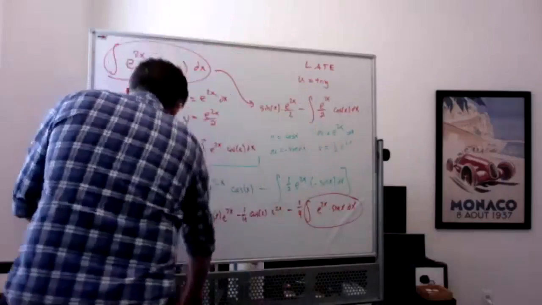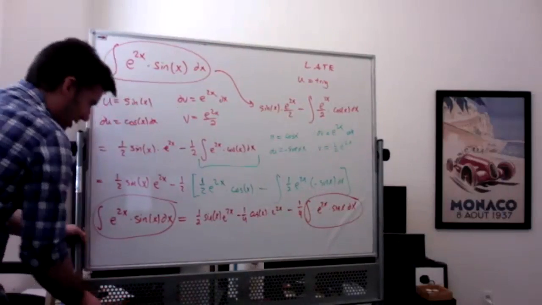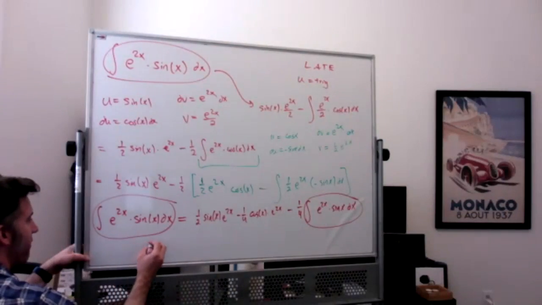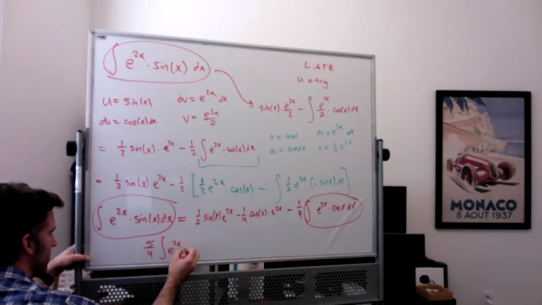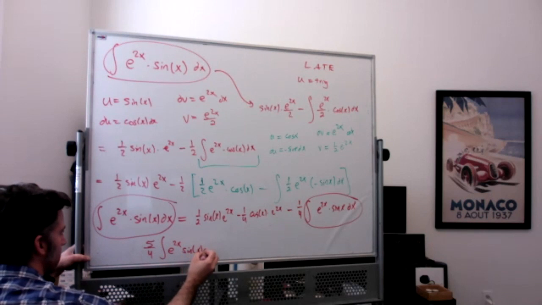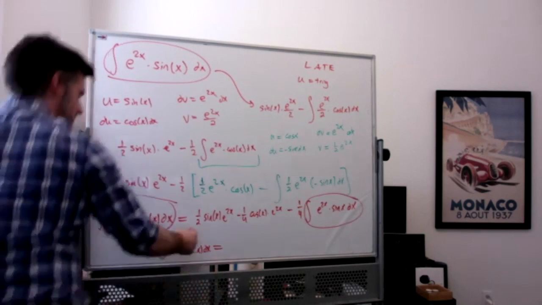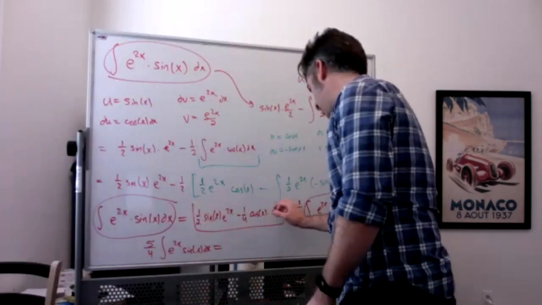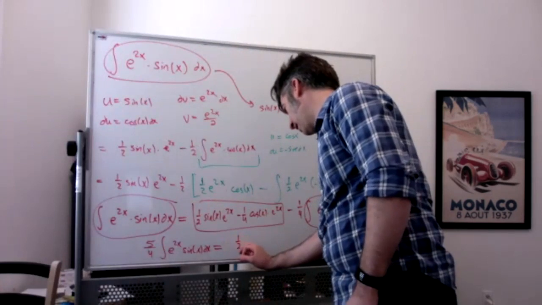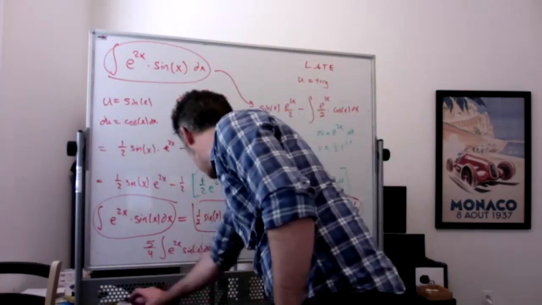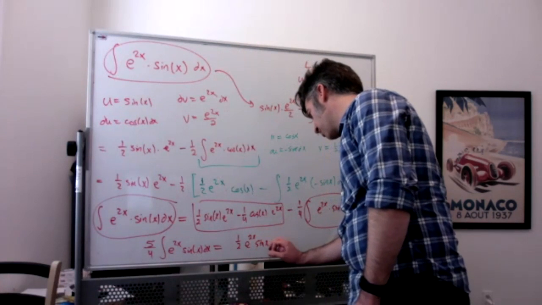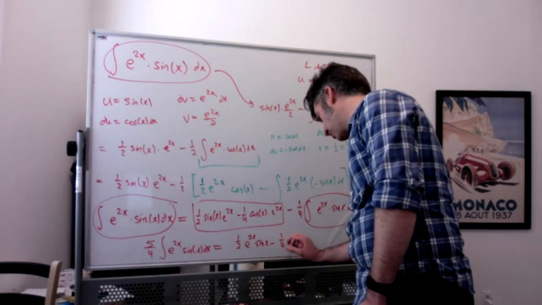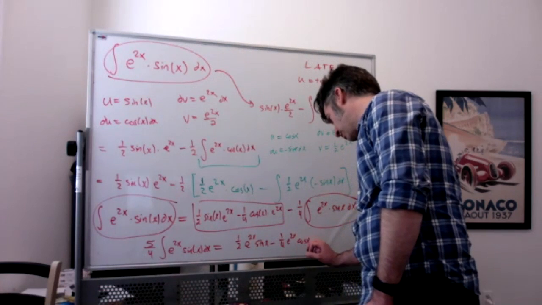So when I do that, I'm going to get 5/4 of the integral of e to the 2x times sine of x dx equals this part right here. 1/2 sine of x e to the 2x. I'll just try to do this. E to the 2x sine of x minus 1/4 e to the 2x cosine of x.